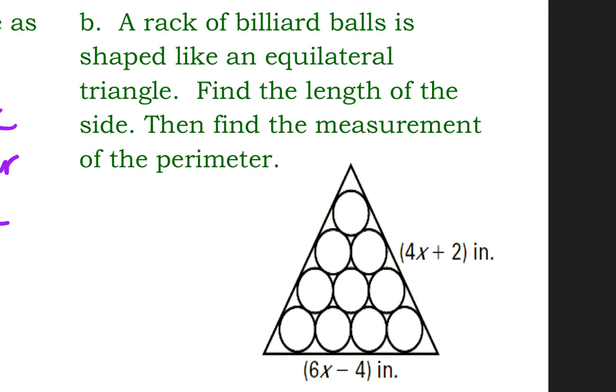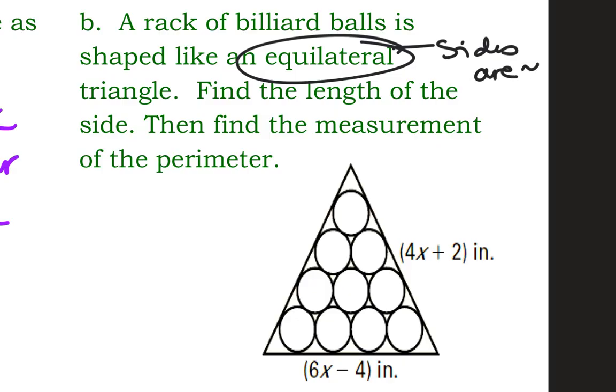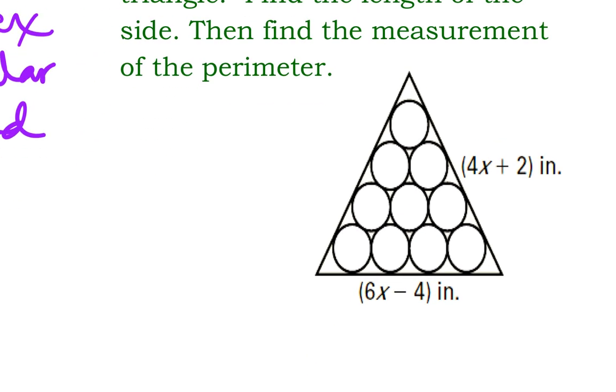Here we have a rack, and it's shaped like an equilateral triangle. If it's equilateral, then all the sides are what? Equal. All right, all sides are equal. So sides are congruent. It says find the length of the side, find the measurement of the perimeter. So how do I find the length of the side? Set the sides equal. All right, so you're going to set 4x plus 2 equal to 6x minus 4. Let me know what you get for x.